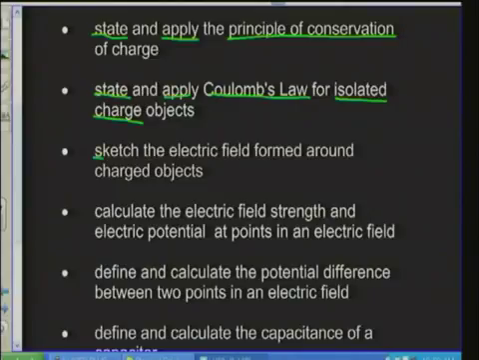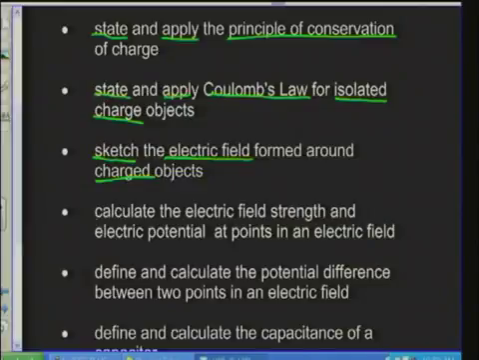You need to be able to sketch the electric field formed around charged objects. Whether we're talking about a uniform electric field, as we're going to show in the revision session, or a non-uniform one, you should be able to sketch those types of electric fields. You need to be able to calculate the electric field strength and the electric potential at a point. Okay, at a point.